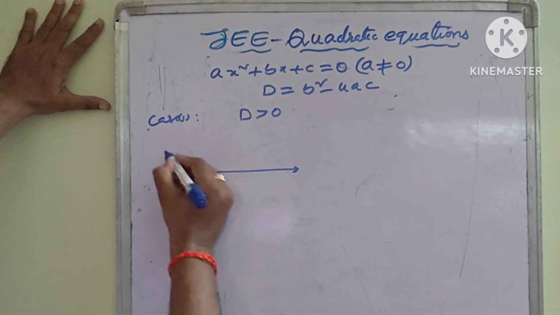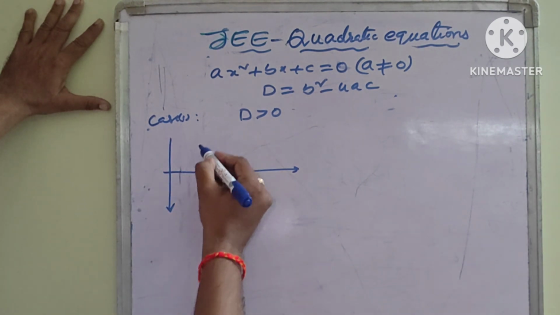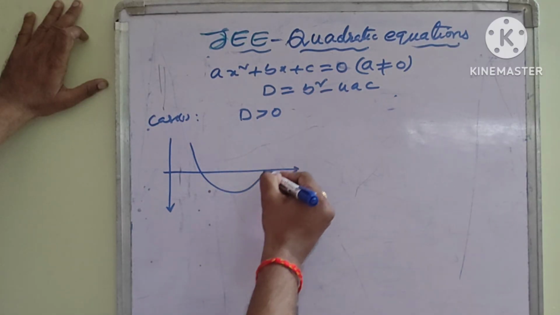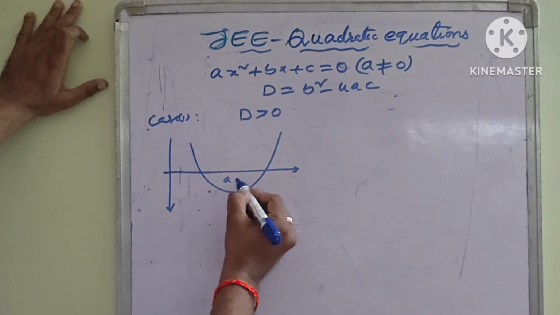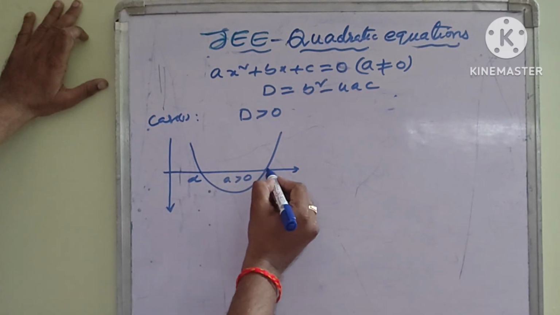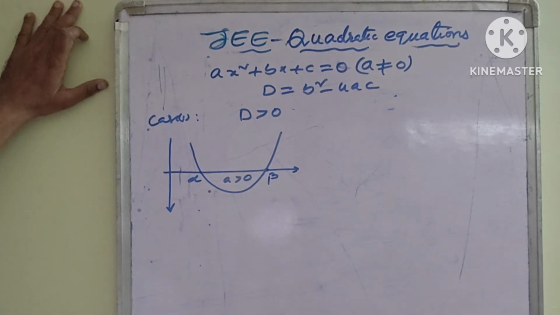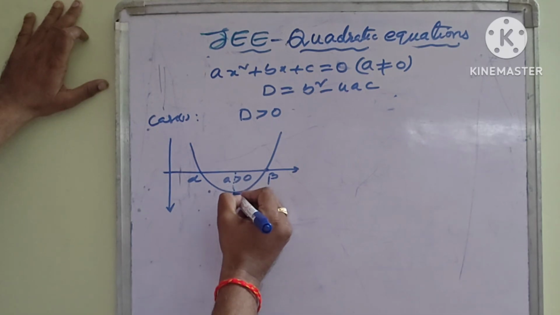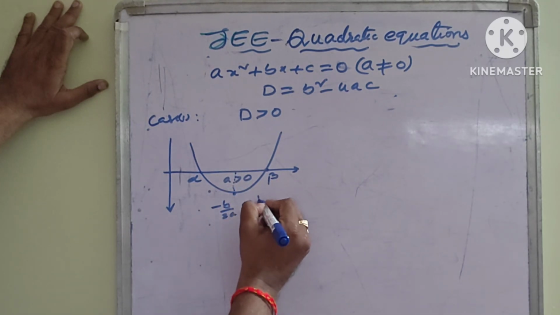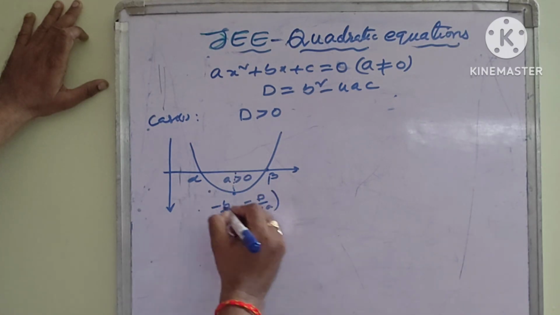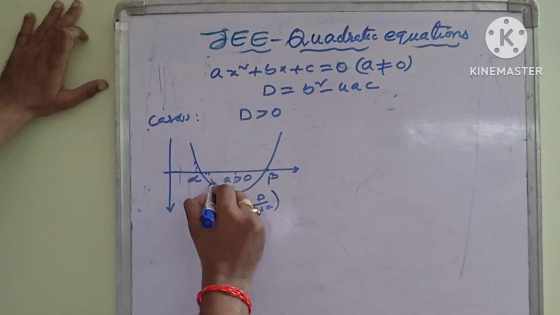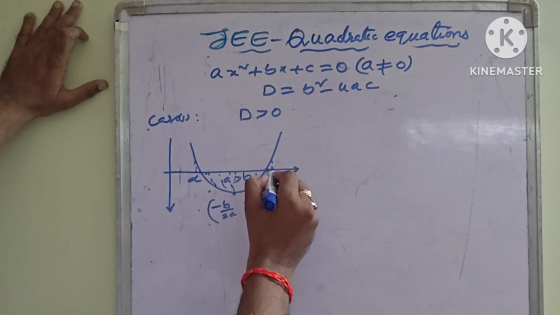Now this is the x-axis, this is the y-axis. Now D is greater than 0. If a is greater than 0, this is the parabola, which intersects the x-axis at alpha and beta, the roots. This is the vertex. Now the vertex is minus b by 2a, minus D by 4a. In this area, this is the positive area.